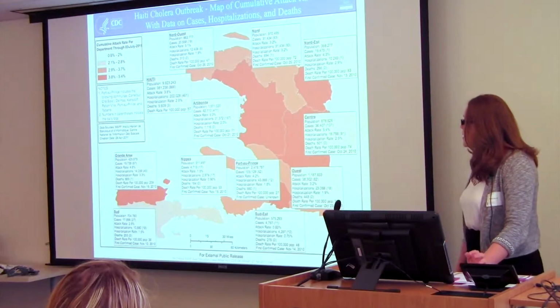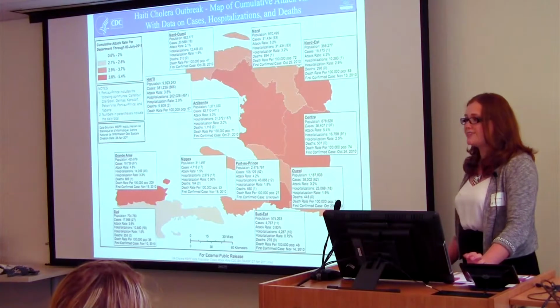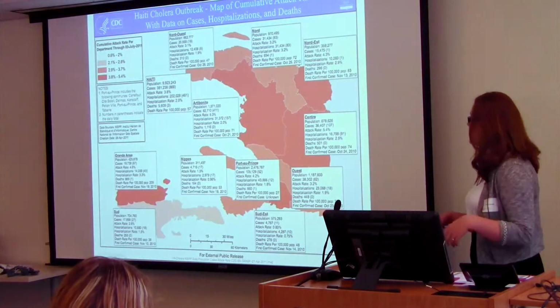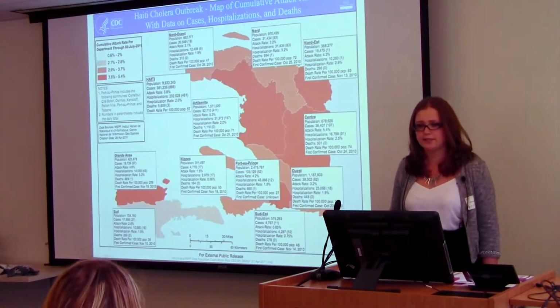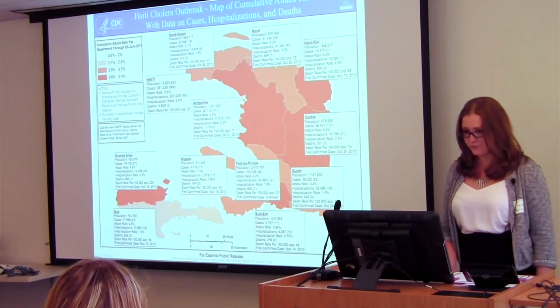And this is a map of Haiti from the CDC. And you can see how each of the different departments got hit differently. The departments you can think of kind of as states. And Port-au-Prince is the capital of Haiti, and it's also listed on here, but it's listed separately. The darker colors are the areas that got affected more than the lighter colors.